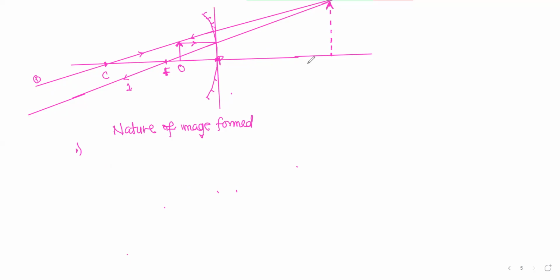Kirk, go ahead. The image is virtual. And why is it virtual? It's virtual because it is formed behind the mirror. It is virtual because it is formed as a result of the apparent intersection of reflected rays. So image is virtual.